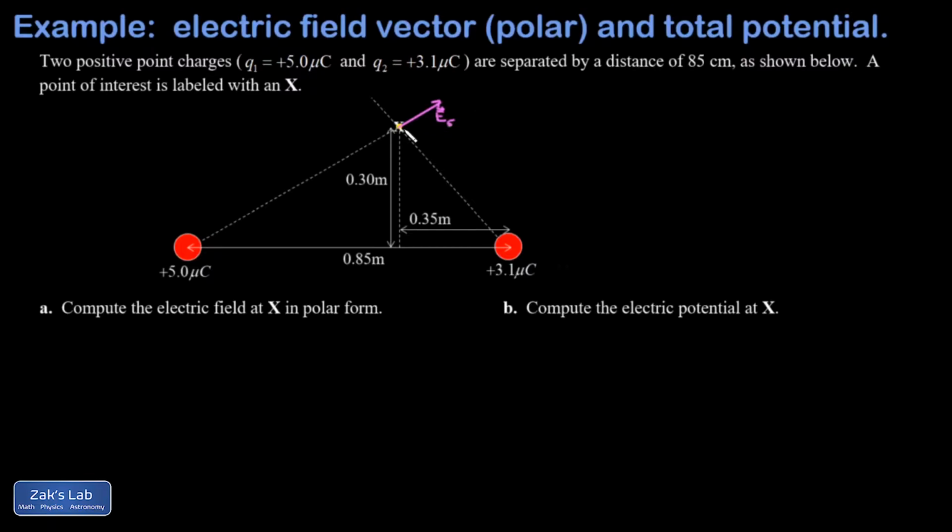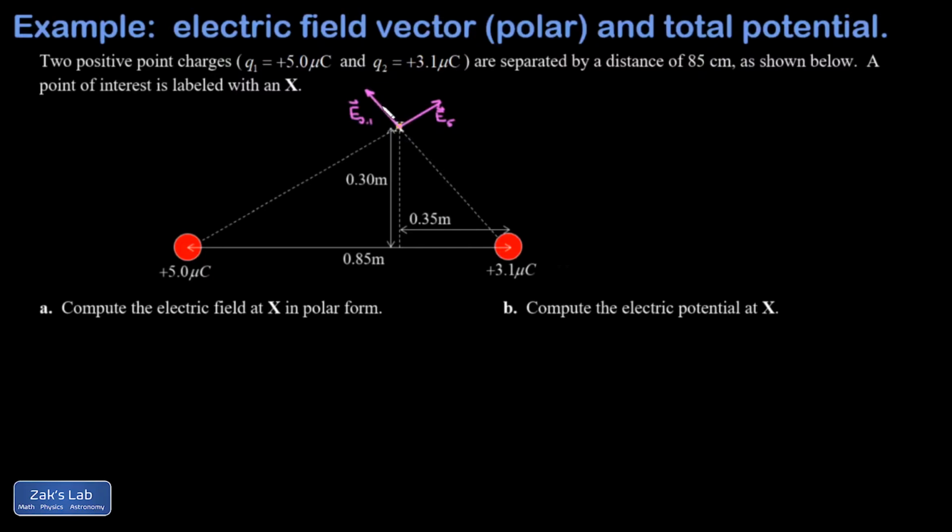Well, my point of interest is closer to the 3.1 micro-Coulomb charge, but that charge is smaller. So we have two competing things going on here. I can't really tell whether this field contribution is bigger or smaller than the first. That points directly away from the 3.1 micro-Coulomb charge, and I'll call that E3.1 vector. So by the end of the problem, we will have vector added these two vectors.